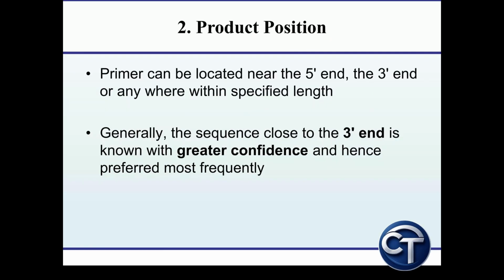Primers can be located near the 5' terminal region and the 3' terminal regions. So what should be the position of our product? Primers can be located near the 5' terminal region or the 3' terminal region or anywhere within the specified length. Generally, the sequence close to the 3' end is known with greater confidence and hence preferred more frequently.